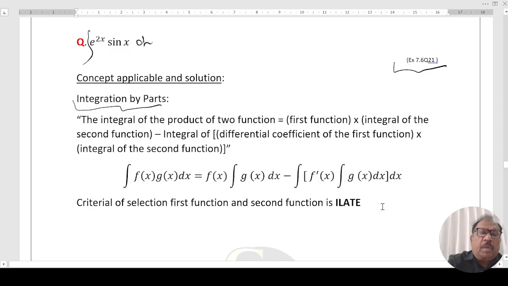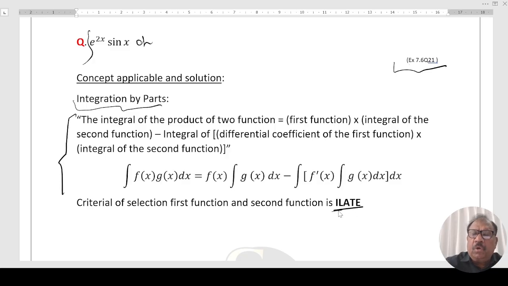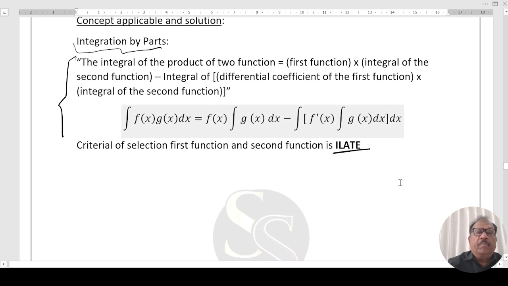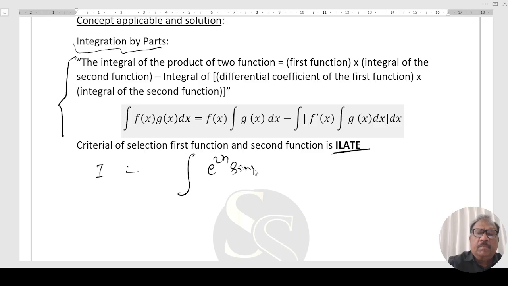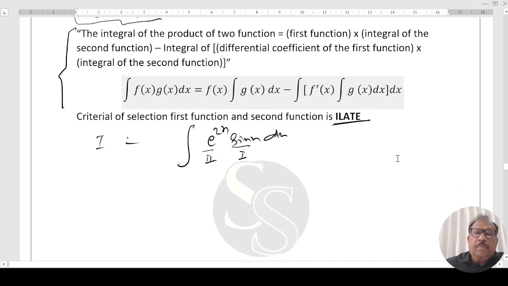Then this formula is applicable, right? And criteria selection of first function, second function according to ILATE. I for inverse trigonometric, L for logarithmic, A for algebraic, T for trigonometric, E for exponential. Right? Now, this is I equal to e की power 2x sin x dx. Now, one is exponential, is the last one, second function. Trigonometric is first function. By parts.